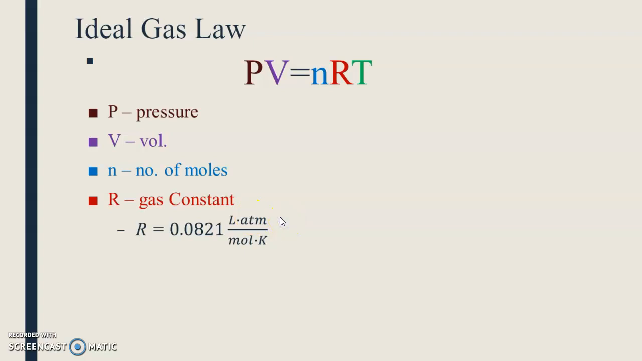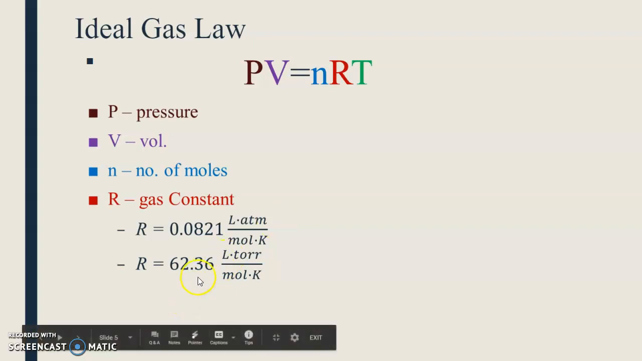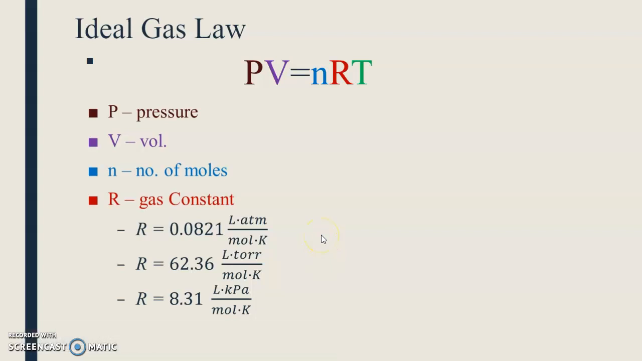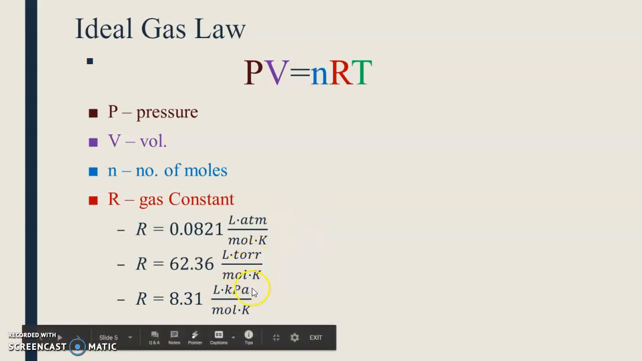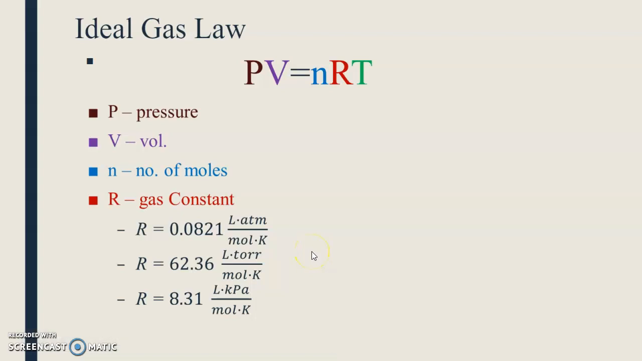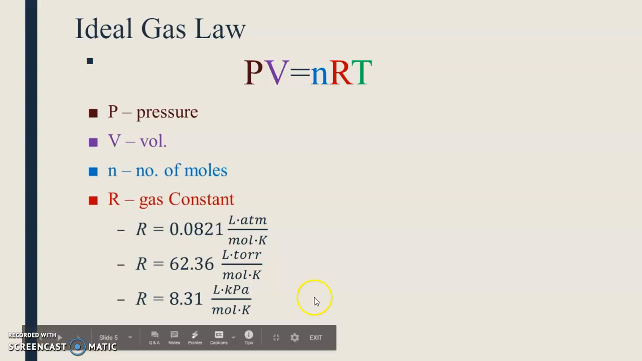If I had a pressure that was in torr, my value for my gas constant is a little different. It's 62.36. And then finally, if it's in kilopascal, it's 8.31. Now, if any of you are going on to study chemistry in college, you're probably going to use this one more frequently than any others. But I typically will provide the gas constant value for you, especially under these circumstances. Normally I wouldn't, but you will be provided that information. You just have to know which one to use at what time, okay?